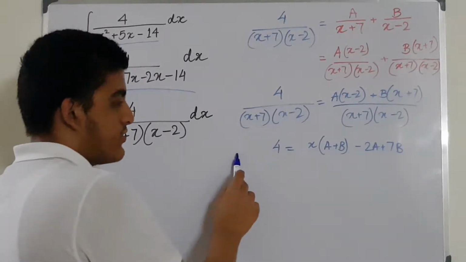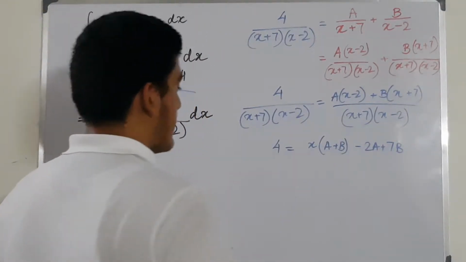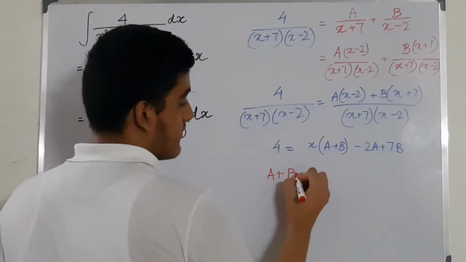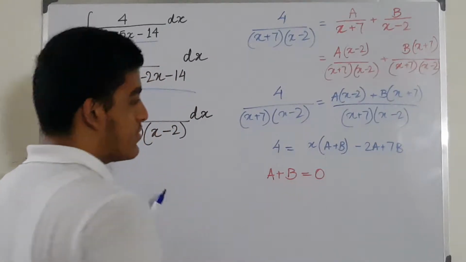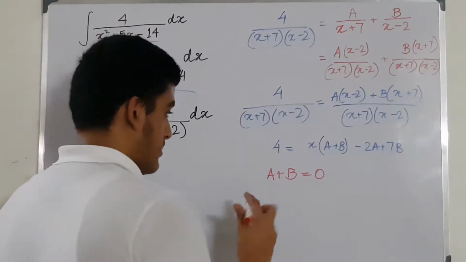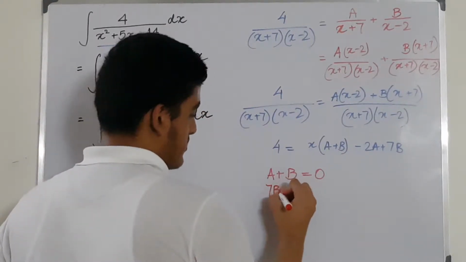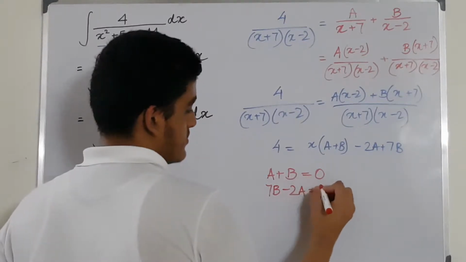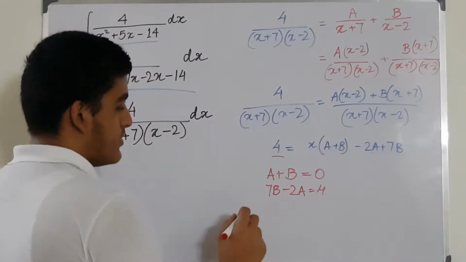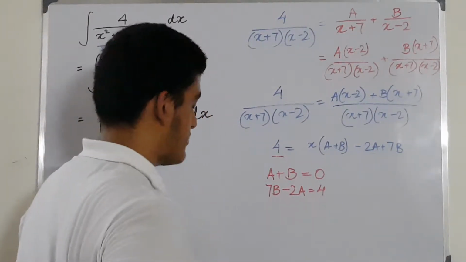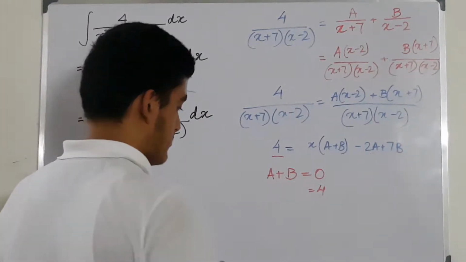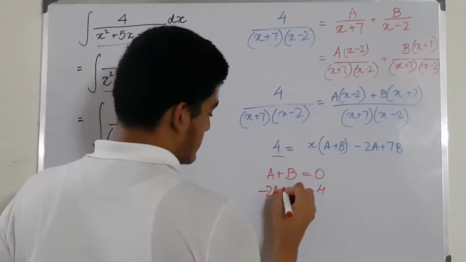Now x has no coefficient on the left hand side, while it has A plus B on the right hand side. So I can say that A plus B is equal to 0. I compare the coefficients of the left and right hand side, and I conclude what equation I get from that. This is basic algebra, and similarly for this constant value I have 4 to put in. Minus 2A plus 7B.